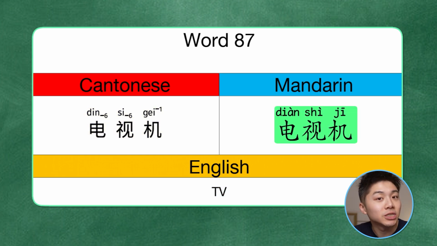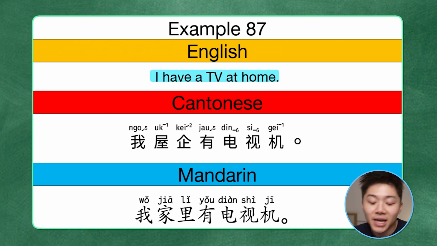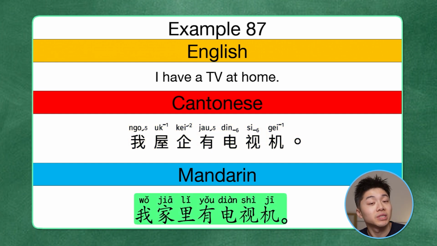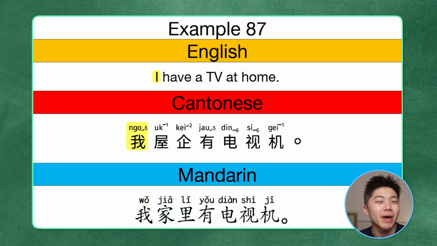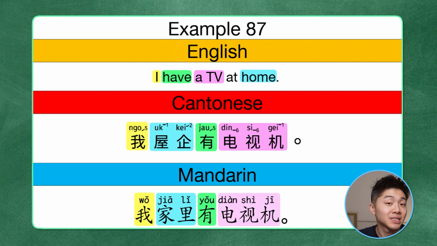Next, TV, 電視機 in Mandarin. So for example, I have a TV at home. In Cantonese, 我屋企有電視機. In Mandarin, 我家有電視機. 我 is I in Mandarin. 屋企 means home in Mandarin, 家. 有 means to have in Mandarin. 電視機 means TV in Mandarin. That basically means there's a TV in my home.